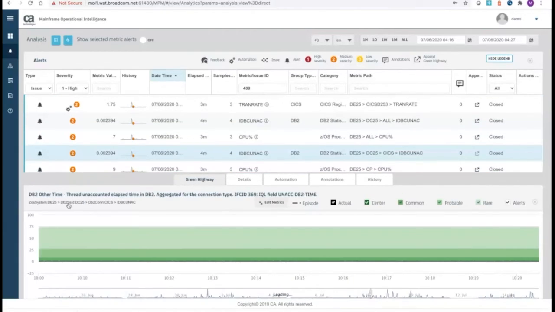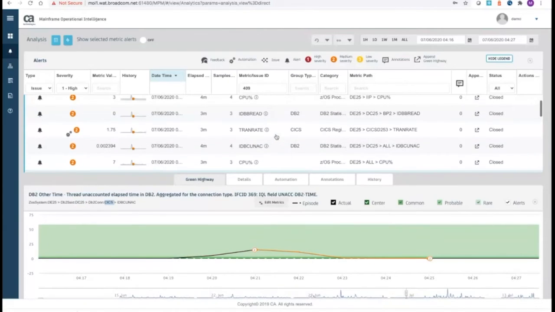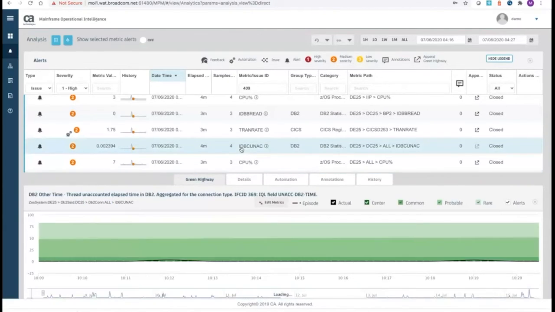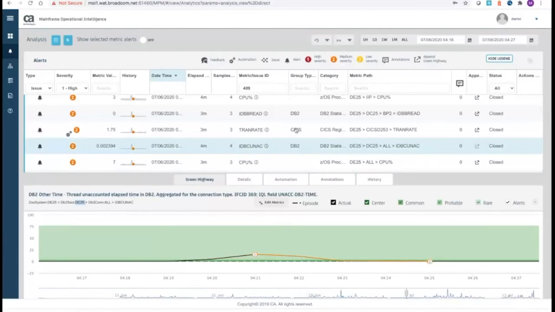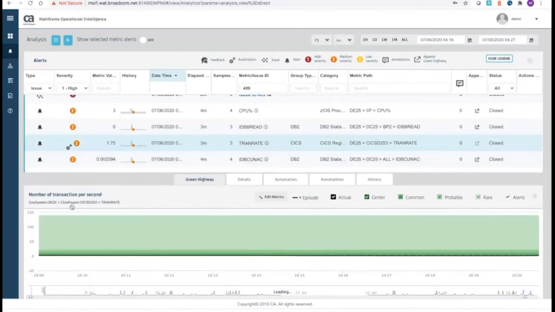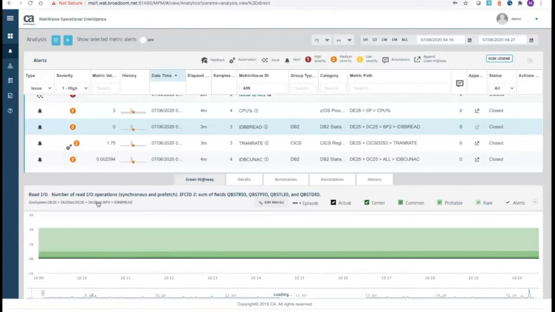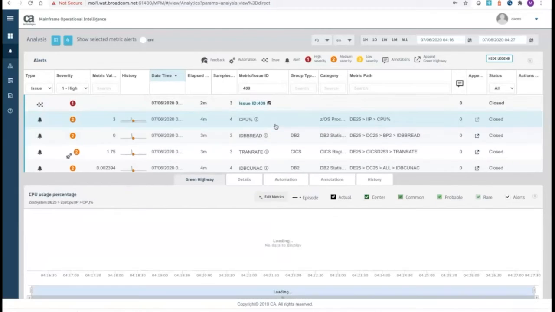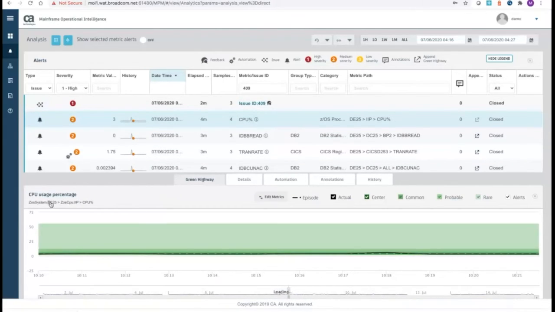Now let's go over the rest of the member alerts. So DB2 other time at the same time spiked up. The DB2 other time for all connections saw a spike at the same time. The number of transactions for the CICS region increased. The read IO for a buffer pool in the DB2 subsystem increased. The CPU usage on the LPAR on which this DB2 subsystem and CICS reside also increased.